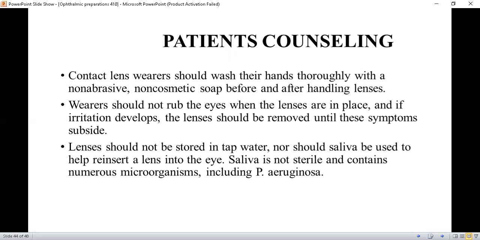Students, these are the few precautions that must be taken: you should wash your hands before and after wearing the lens, and should not rub the eyes when you have lenses in your eyes. It should not be rubbed because it will cause irritation. Lenses should not be stored in tap water, and saliva should not be used while you are going to insert a lens in your eye.